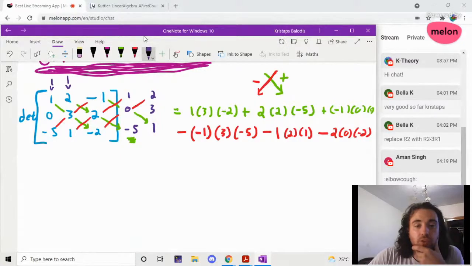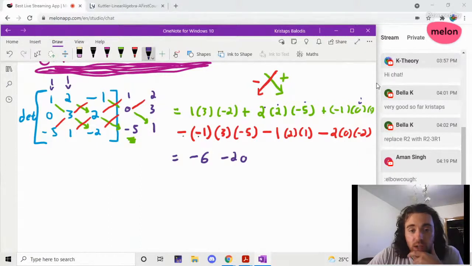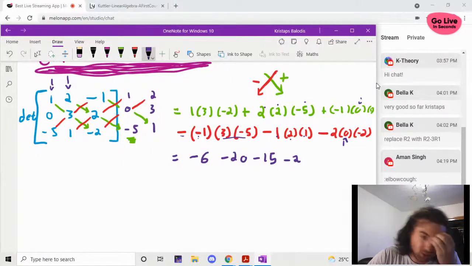And now I can just simplify these calculations. Multiplying by 1 doesn't do too much. Here I get -2 times 3 is -6. 2 times 2 is 4, multiplied by -5 is -20. And then this has a 0 in the multiplication, so that's just not going to appear. -1 times -1 is just +1, 3 times -5 is -15. -1 times 1 times 2 is -2. And this term has a 0 in it, so it just doesn't appear there.